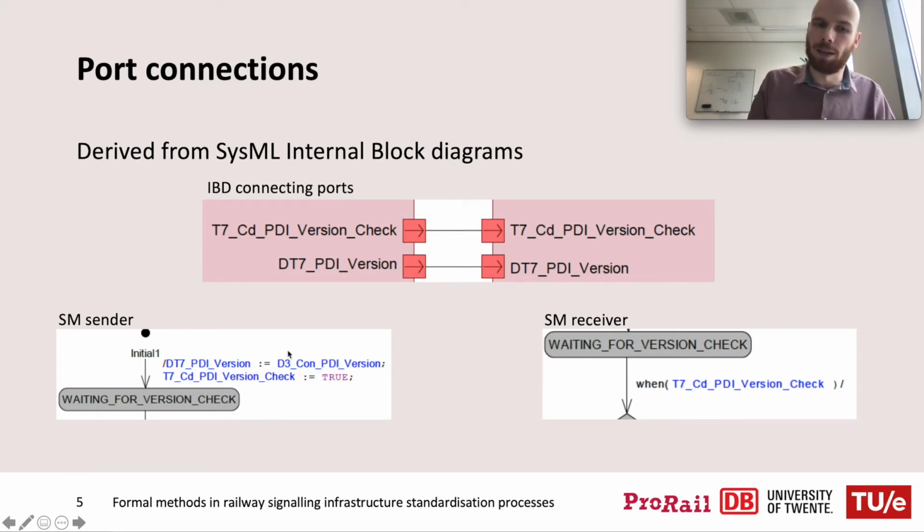Let's say this left component wants to send something on this channel, from T7CD PDI version check, to the receiver. Then it simply assigns to the name of this port a value, true in this case, and this will send this value across the port connection. The receiver similarly reads from the input port by referencing it as a variable. For example, here we use this input port as a trigger.